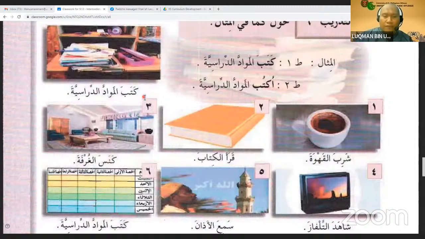So if you want to express that the action was already perfected, you have to use the perfect tense. If it's currently being done or will be done in the future, you use the imperfect tense of the verb, or fi'l mudari. Lastly, if you're asking or commanding someone to do something, you use fi'lu amrin, or the imperative tense.